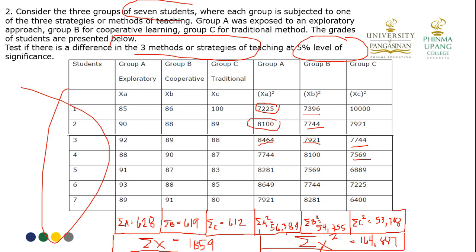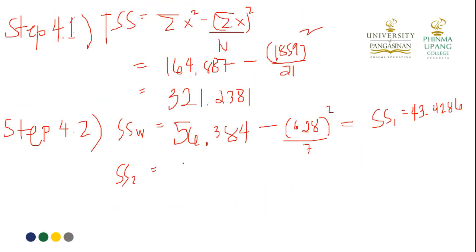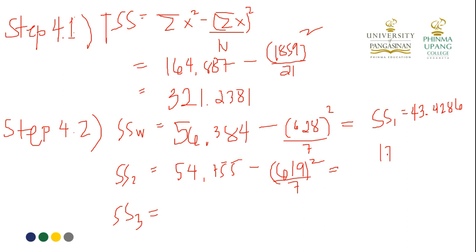Yung SS2, yung pangalawa, 54,755 minus 619, 619 all over 7. Squared natin to. So, ilan yan? 17.7143.